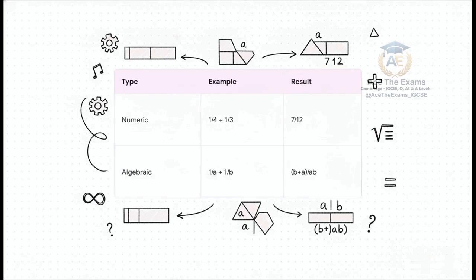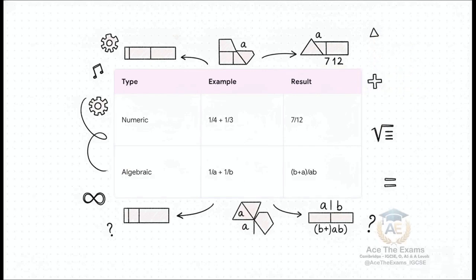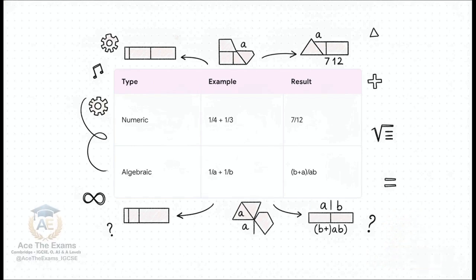Comparing arithmetic directly to algebra on this slide brilliantly illustrates my point. Look at the numeric fraction side on the left, 1/4 plus 1/3. How do we add them? You already know this. We find a common denominator by multiplying 4 and 3 to get 12. Then we cross-multiply the numerators to get 3 plus 4, giving us a neat 7/12.